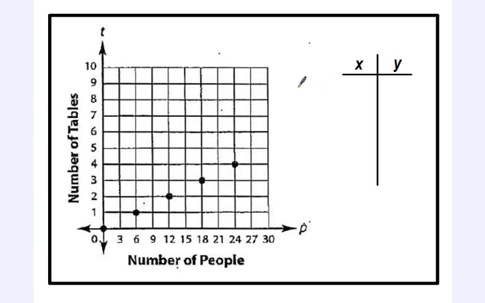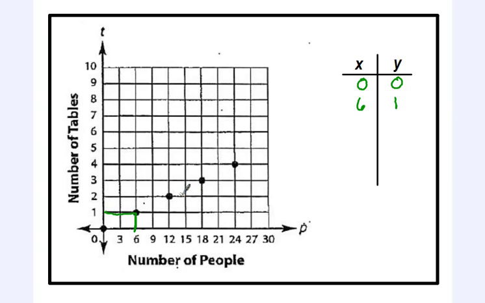And the easiest thing to do is just to make your x and y coordinate table. Start with the first point. It's actually at the origin, so the x-coordinate is 0 and the y-coordinate is 0. Go to your next point. You go down to the x-axis, it's at 6. Go over to y, and it's at 1. So the ordered pair would be 6, 1.